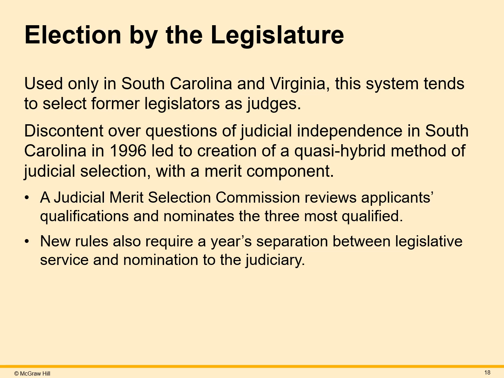Election by the legislature. Used only in South Carolina and Virginia, this system tends to select former legislators as judges. Discontent over questions of judicial independence in South Carolina in 1996 led to the creation of a quasi-hybrid method of judicial selection with a merit component. A judicial merit selection committee reviews the applicants' qualifications and nominates the 3 most qualified. The new rules also require a year's separation between the legislative service and the nomination to the judiciary.